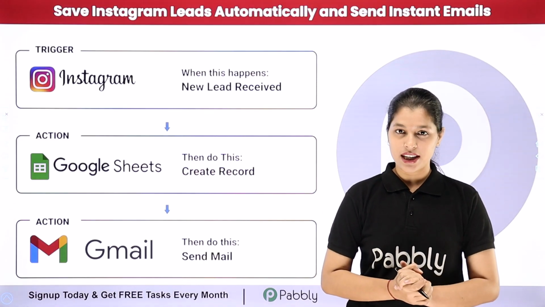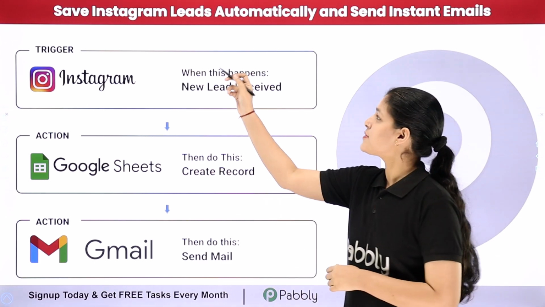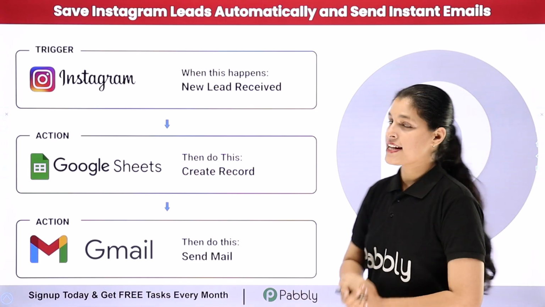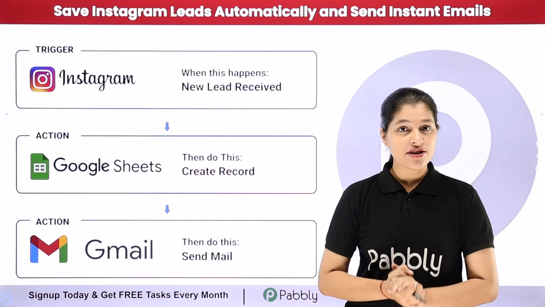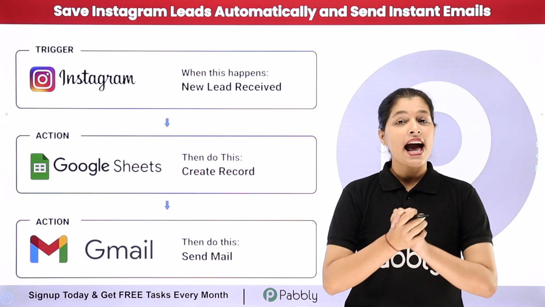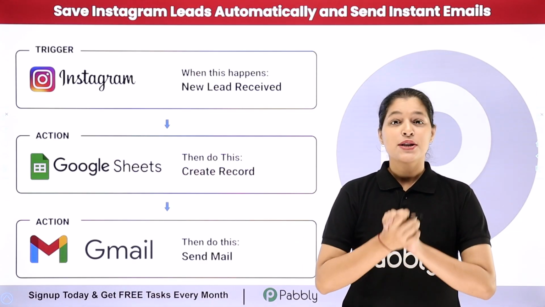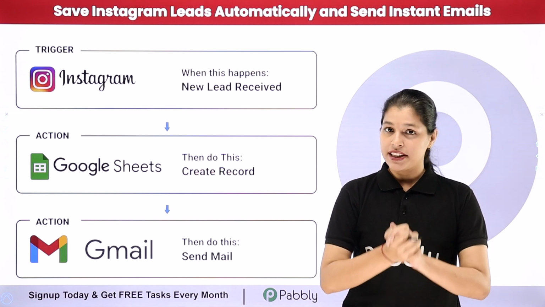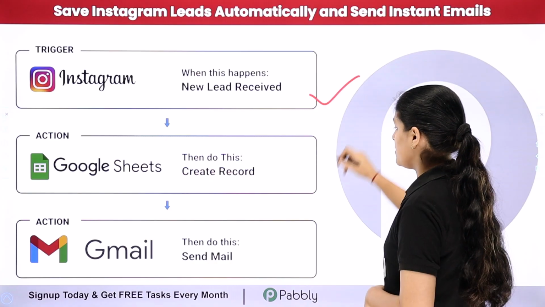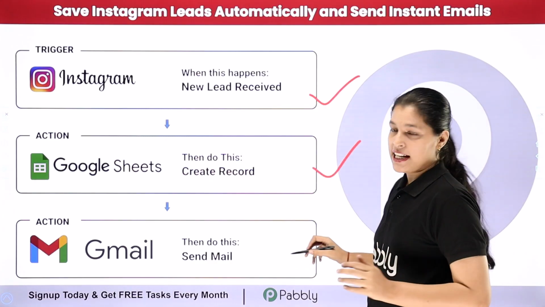In this video we are going to learn how to save Instagram leads automatically and send instant emails. And we are going to build this automation by using Pabbly Connect, which can integrate different applications and start automating your work. So now as soon as you receive a new lead over your Instagram lead ads, the data will be added to the Google Sheet and an email will be sent to your leads.